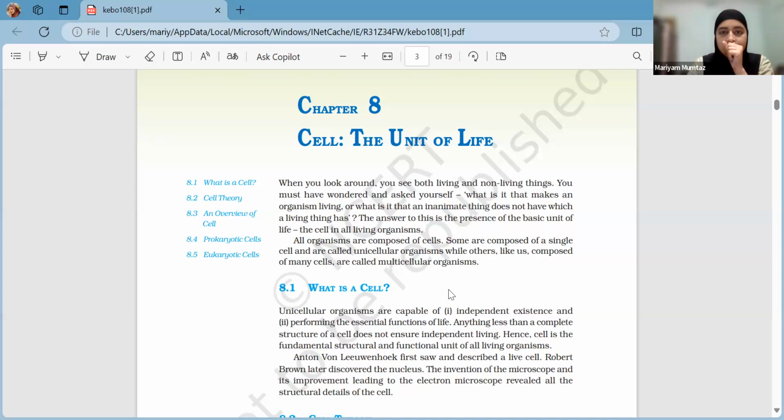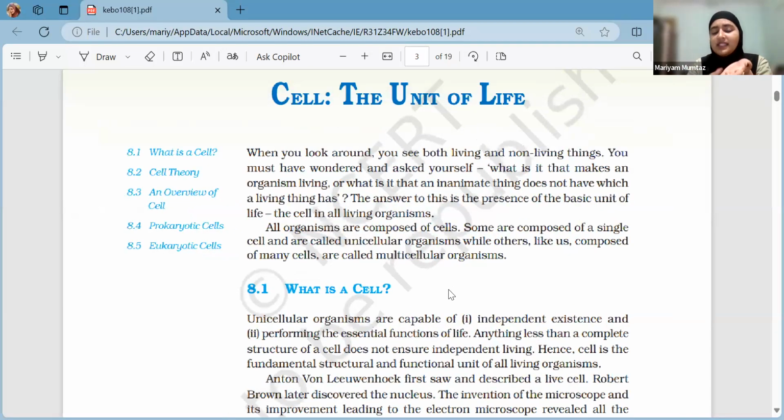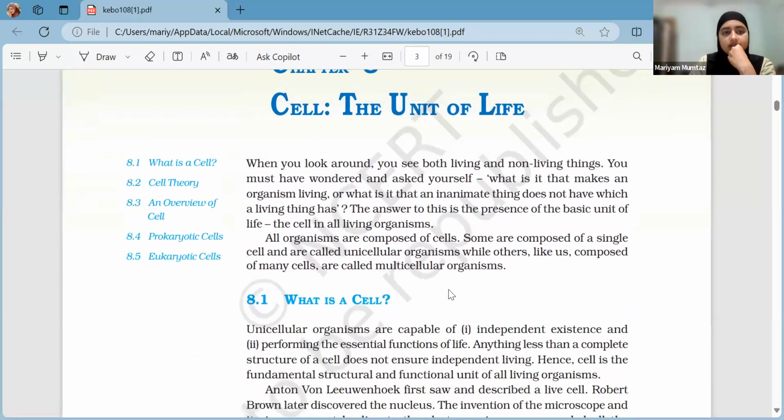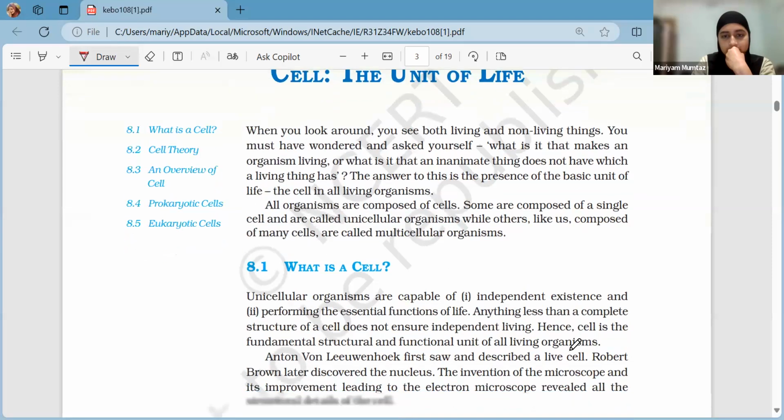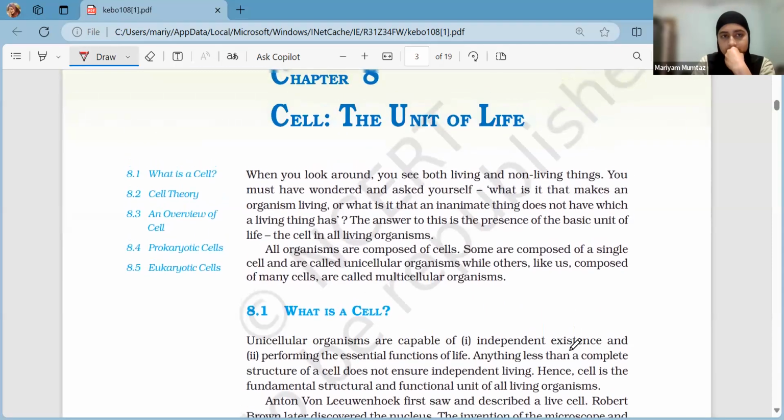Anyway, so let us start with Cell: The Unit of Life. Is the screen visible to you? Yes, ma'am.